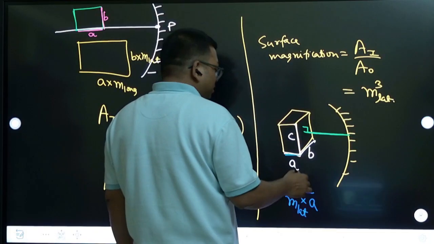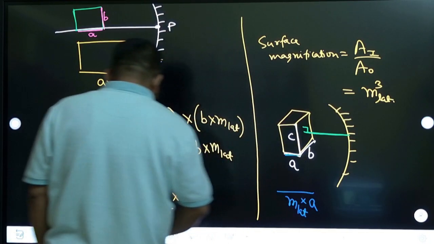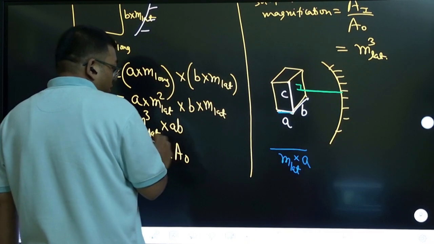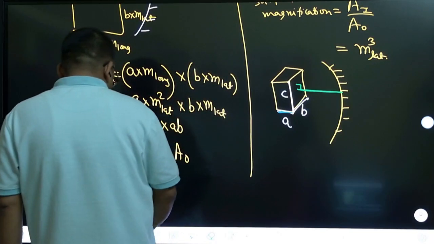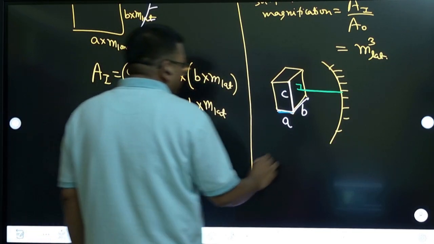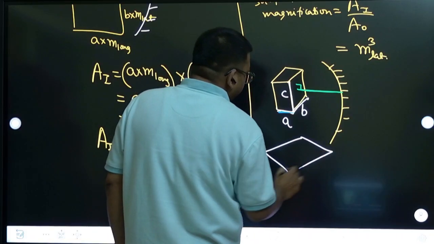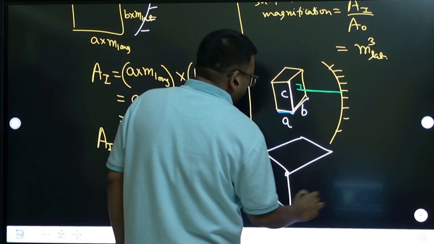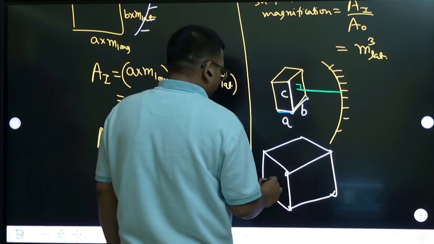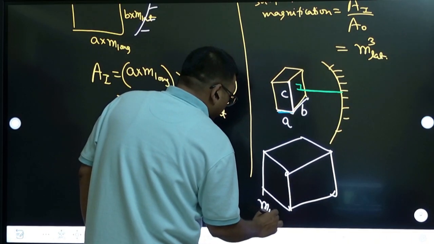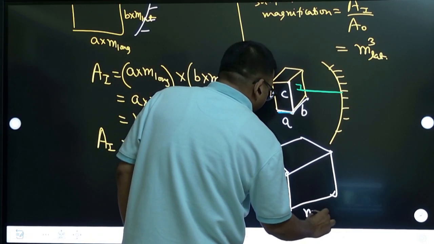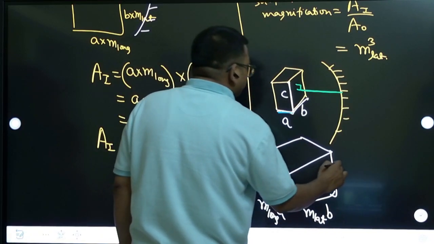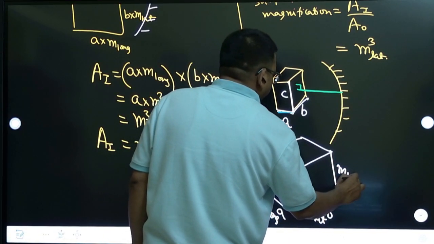What about B and C? B and C are perpendicular, so they will become lateral times. Okay, so new cube image of this which will be formed, the sides will get magnified. This will become m longitudinal into A, and B will become m lateral into B. C will also become m lateral into C.